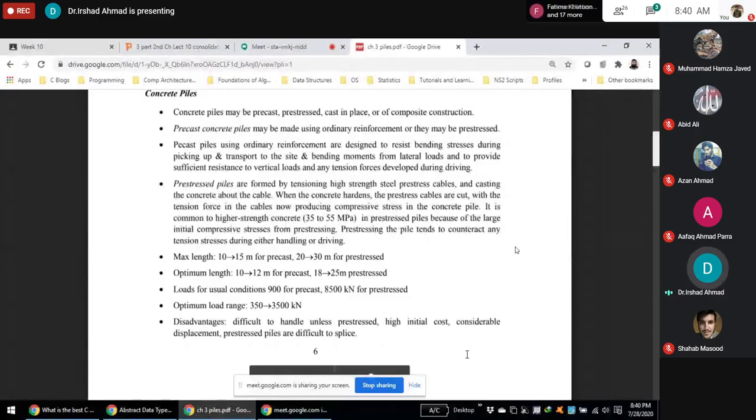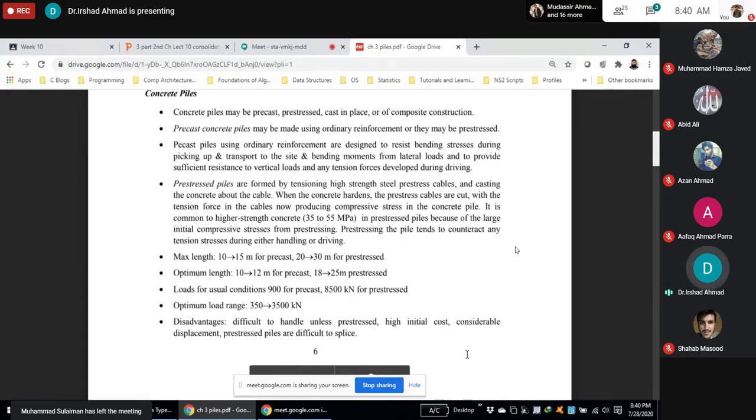Precast concrete piles may be made using ordinary reinforcement or they may be pre-stressed. Pre-cast concrete piles are of two kinds. In the ordinary one, you put reinforcement in and then concrete it, and when it hardens you pick them with a crane, bring it to the site, and then drive them. The other could be pre-stressed.